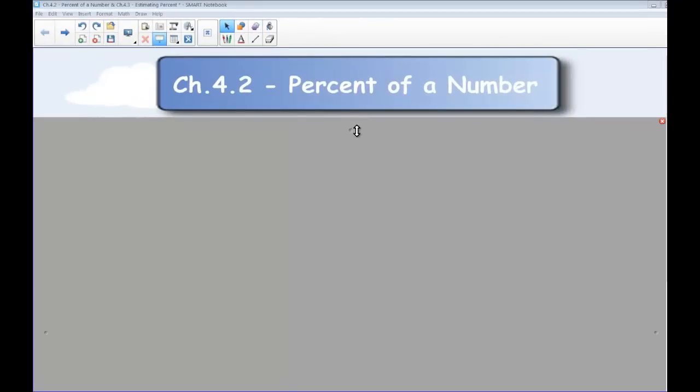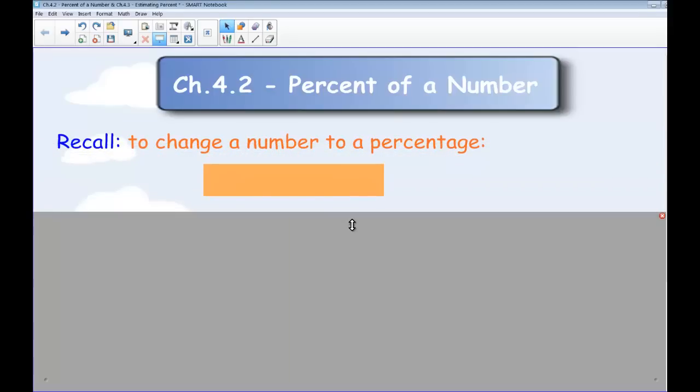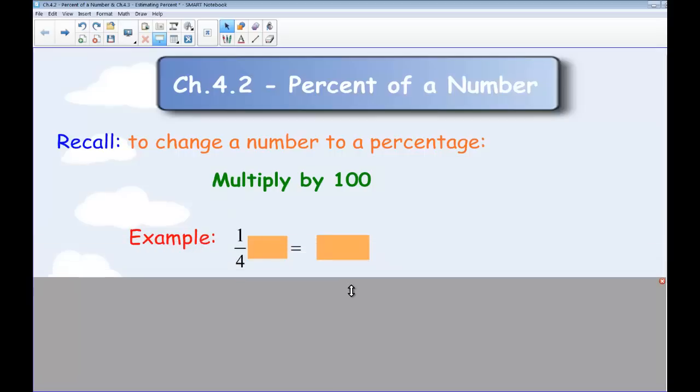In this short video, we will be looking at two chapters, Chapter 4.2, Percent of a Number, and 4.3, Estimating with Percent Mental Math. Now, you'll recall from your previous chapters, where we dealt with a little bit of percentage, if you wanted to change a number to a percent, then all you have to do is simply multiply that number by 100. So here I have an example. If you're given the number 1/4 and we wanted to change that to a percentage, then all we have to do is take 1/4 and multiply that by 100.